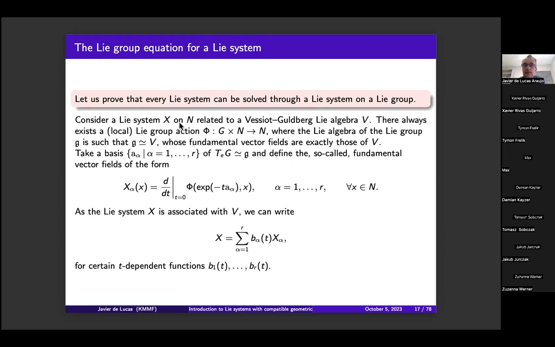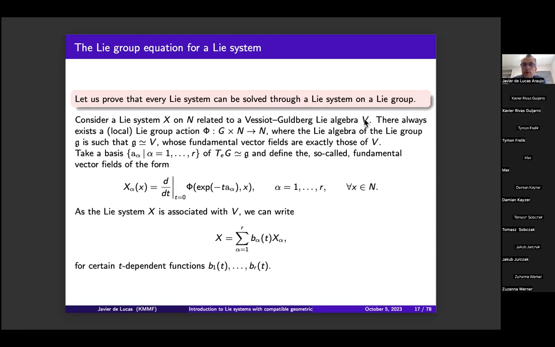Let us take a Lie system on a manifold N, and let us consider as before that this Lie system has a Vessiot-Guldberg Lie algebra V. I recall to you that the Vessiot-Guldberg Lie algebra is nothing but a finite-dimensional Lie algebra of vector fields on N. And I recall to you that the Lie theorem tells that a non-autonomous system of first-order differential equations is a Lie system, it has a superposition rule, if its differential equation can be related to a time-dependent vector field taking values in this finite-dimensional Lie algebra V.